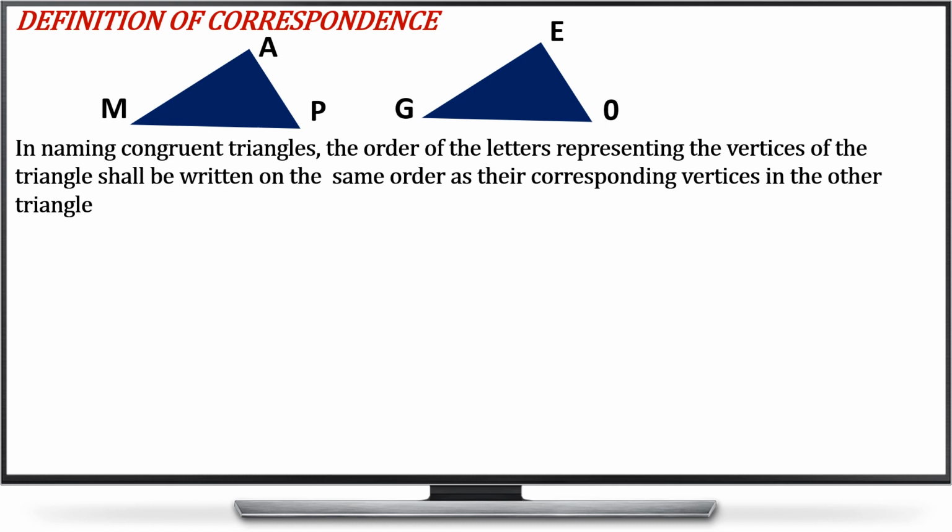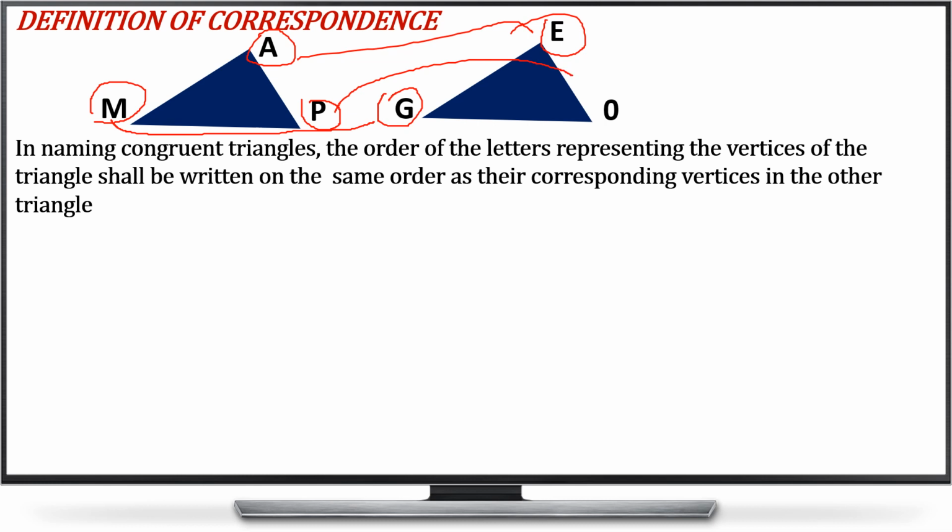So let's have again our triangle MAP and triangle GEO. Remember na yung vertex M dito nakapwesto sa left side. So pag hinanap mo ang kanyang magiging kapartner, dapat nandito rin sa left side. Ibig sabihin, yung M correspond to vertex G. Then yung A must correspond to vertex E, and yung P nasa right side ng isang triangle must also correspond to vertex O.